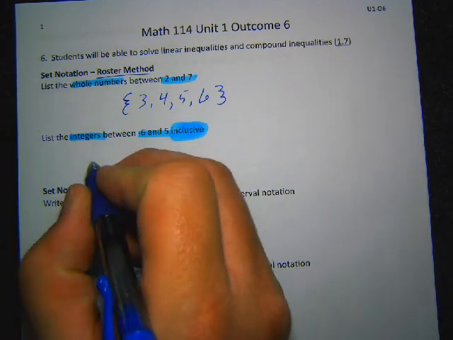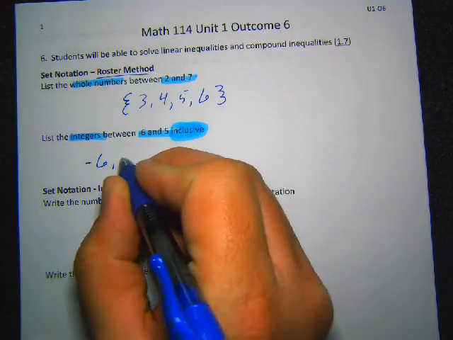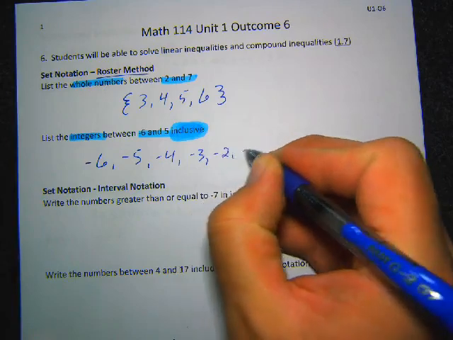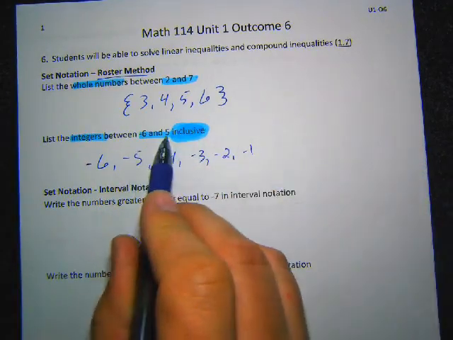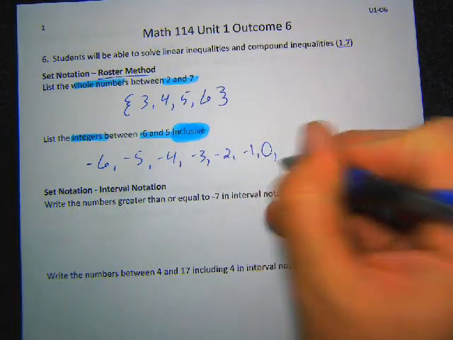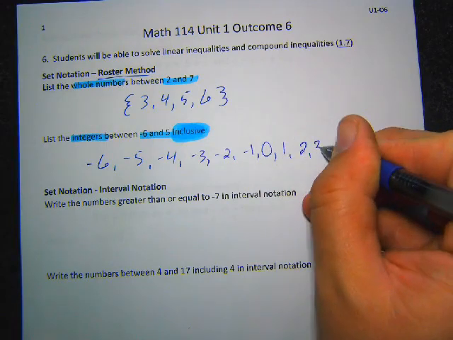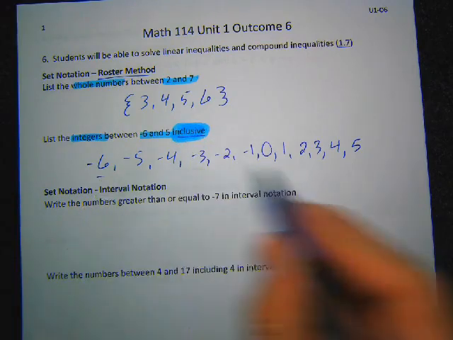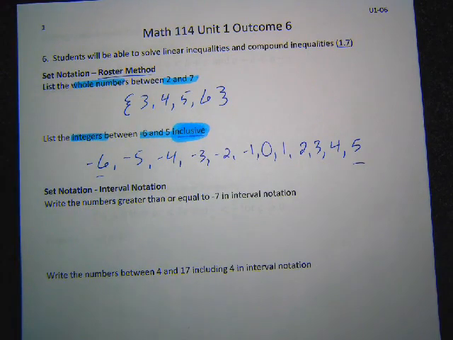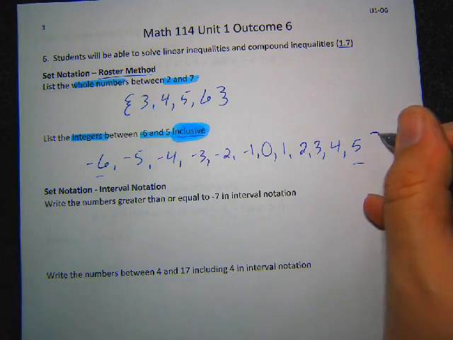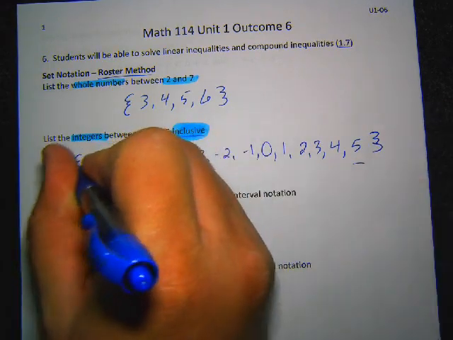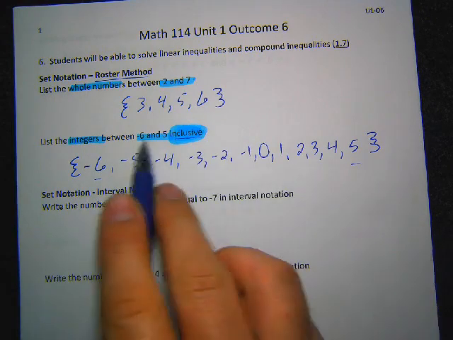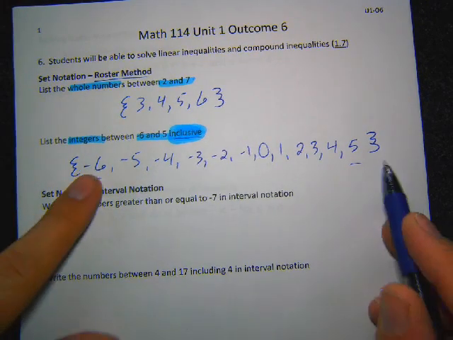So the list here, we're going to include -6, -5, -4, -3, -2, -1. Those are all numbers between -6 and 5. Zero's in there, 1, 2, 3, 4, and 5. And again, because it says inclusive, we're including those starting and ending numbers. And to make it a set, we use the curly brackets, and that just makes it a set of numbers. So this is the list of numbers between -6 and 5, including both -6 and 5.